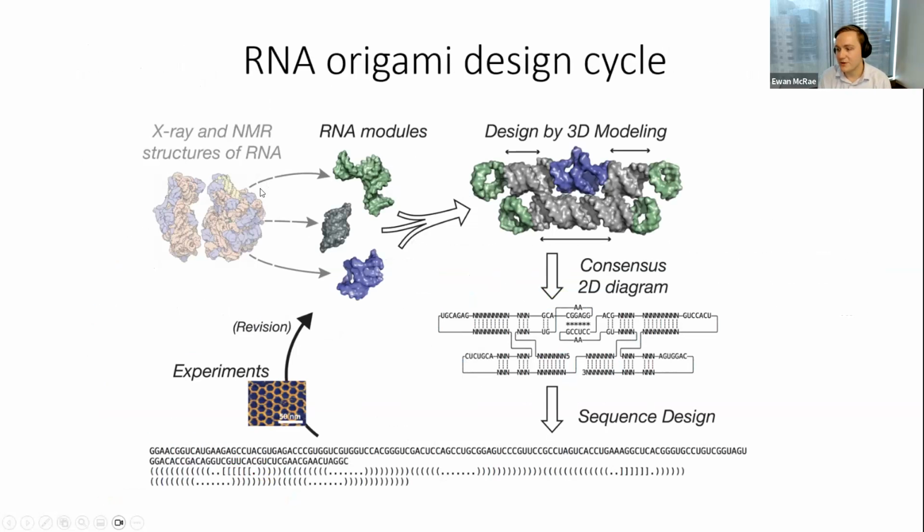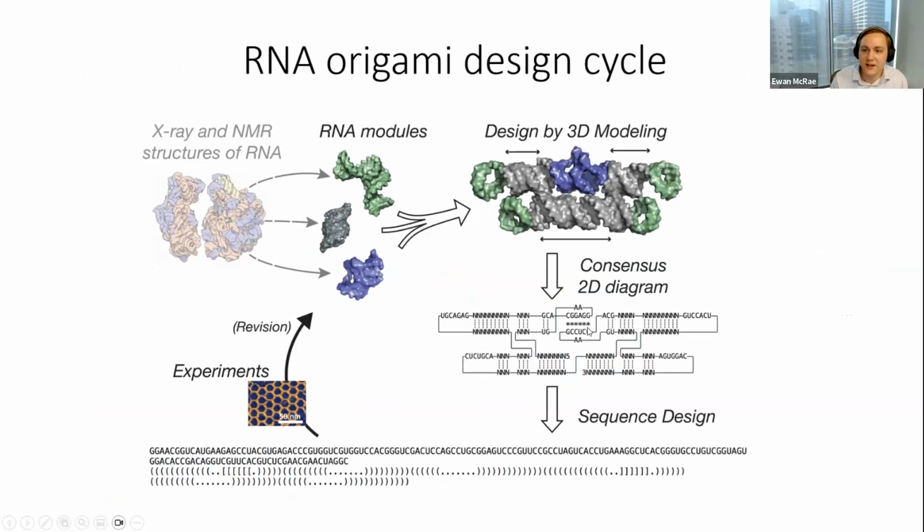And so now I'll just walk you through the RNA origami design cycle. So we start in 3D. We take RNA modules from structural databases, usually X-ray or NMR structures, but I think in the future it'll start to include more cryo-EM structures. And we orient these in 3D to align the backbone.